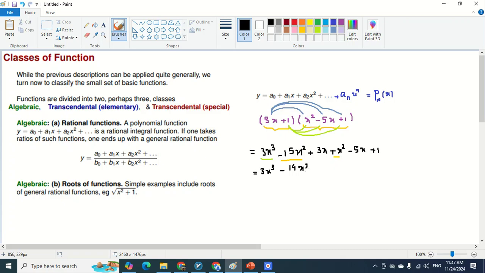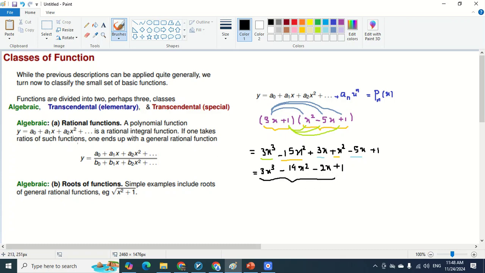And the other terms that are in common are 3x and minus 5x. So 3 minus 5 is minus 2, so we have minus 2x, and at the end of the day we have a constant part which is 1. So right now, by multiplying a polynomial of degree 1 and a polynomial of degree 2, we reach a polynomial of degree 3 that you can see over here. This is a type of polynomial.